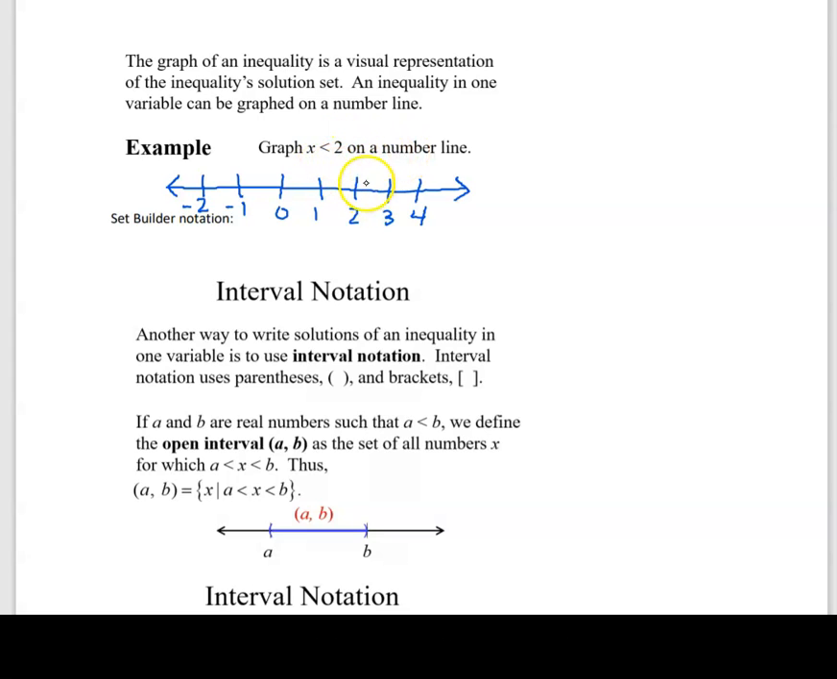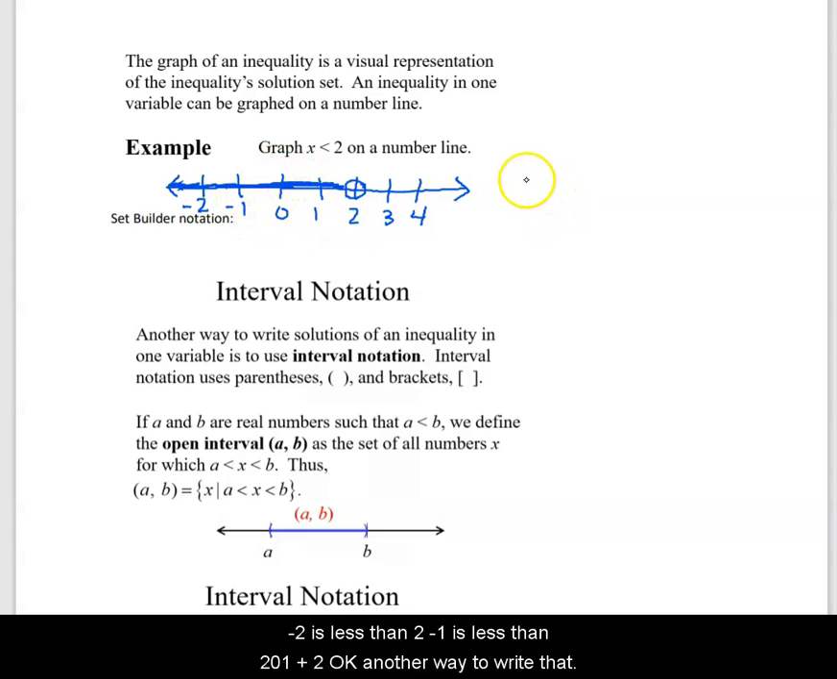So I know that I've got an issue at 2. Can it be equal to 2? No. Okay, and so since it cannot be equal to 2, I'm going to put an open circle there. If it had the line underneath it, right here, if it said less than or equal to 2, I would fill in that circle, but it doesn't have that. And I want all the numbers that are less than 2 that would work, right? Negative 2 is less than 2, negative 1 is less than 2, 0, 1, okay?